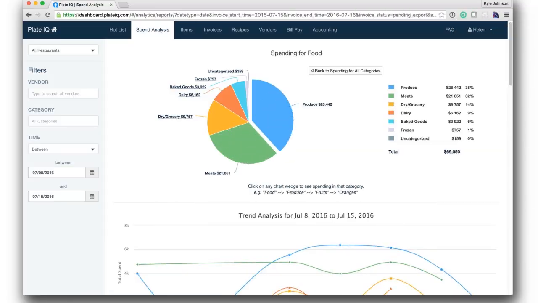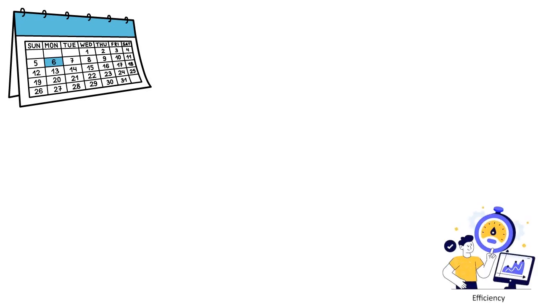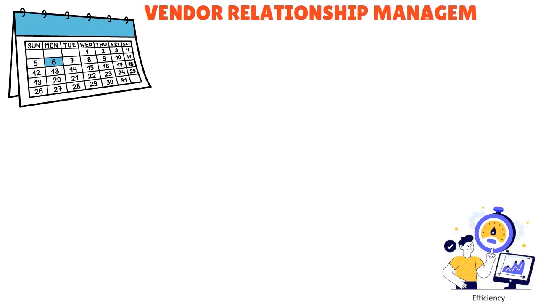If you're looking for the top AP automation software this year, I want you to think about Plate IQ. Plate IQ is a biggie when it comes to AP automation, and they've been doing this for several years now. The cool thing about Plate IQ is that it helps you instill a certain level of efficiency and effectiveness in your vendor relationship management.